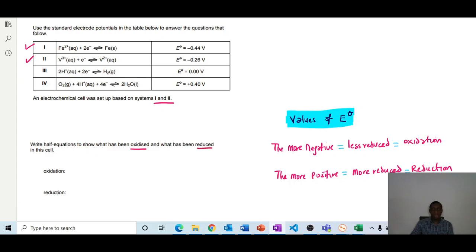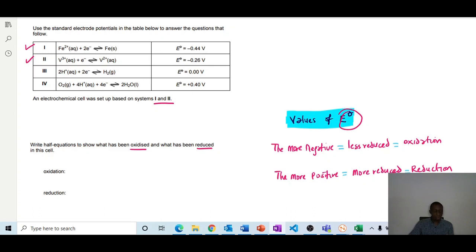Now take note that I will refer to E naught as the standard electrode potential. So if you look at the values of system 1 and 2, which one is more negative and which one is more positive? You can tell that this is more negative. As a result, that means this equation is going to serve as the oxidation. And definitely this one here, system 2, is going to serve as the reduction.